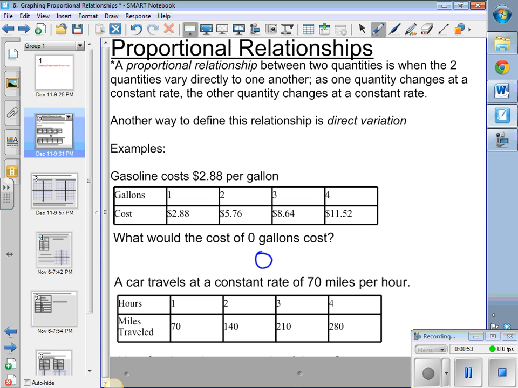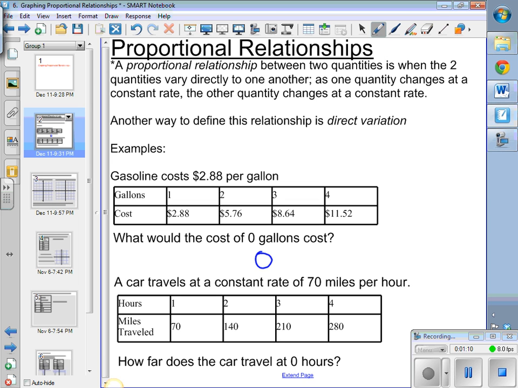The car travels at a constant rate of 70 miles per hour. The first hour, they've traveled 70 miles. 2 hours, 140. 3 hours, 210 miles. And 4 hours, 280 miles. How far does the car travel at 0 hours? 0 miles.